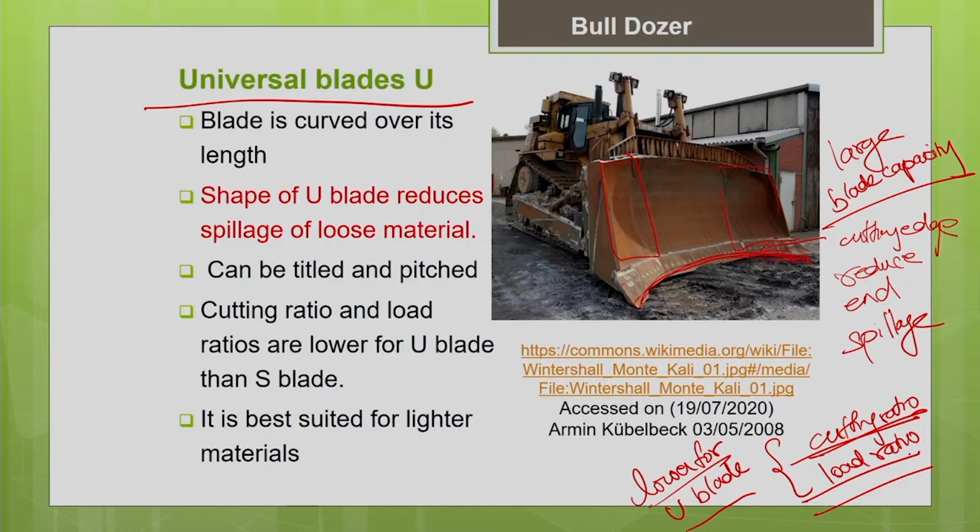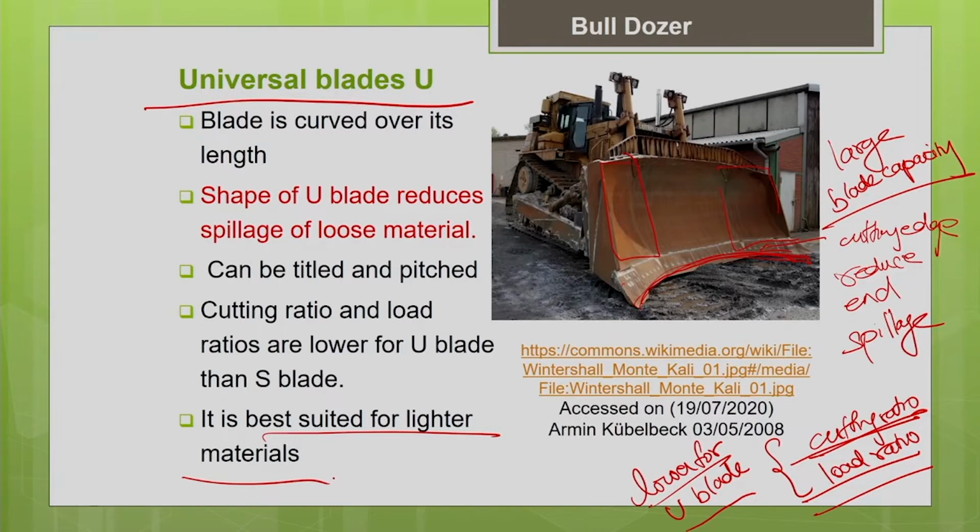So then where do we use this blade? If you are going to handle average terrain, where soil conditions are not that dense or not that hard to handle, for lighter materials it is the right choice. It can easily push the lighter materials which are less dense, and you can use it for a relatively longer distance, with less end spillage because of the U curvature. For those applications, you have to choose this U blade. You can see the blade is curved over its length. The shape of the U blade reduces the spillage of the loose material.